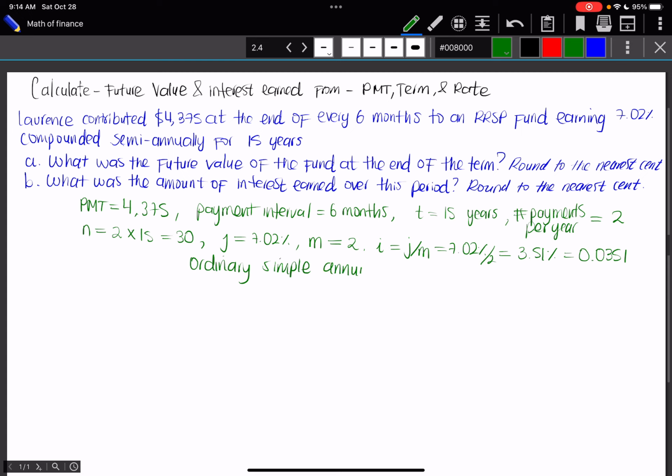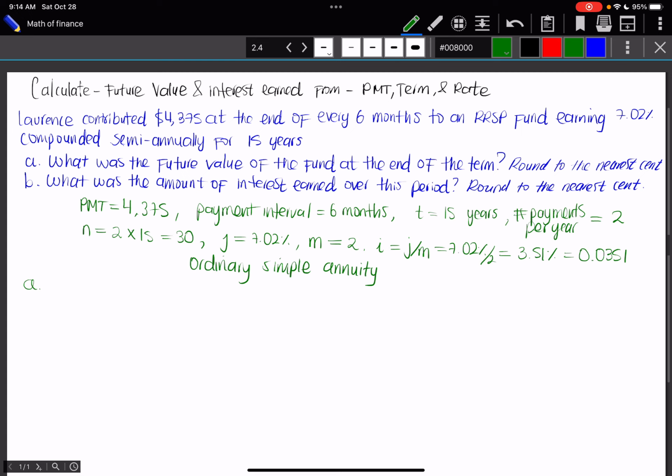When we work with that type of annuity, we use certain formulas. So it's very important to classify the annuity before trying to solve a problem, because depending on the type of annuity we have, we get to work with certain formulas. Okay, now that we have talked about variables involved and the type of annuity, let's jump to part A. So let's find the future value of the fund at the end of the 15 years.